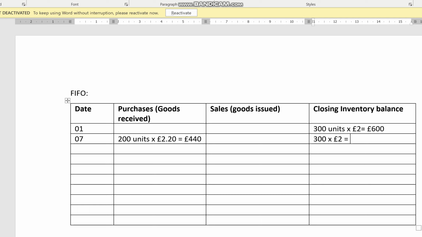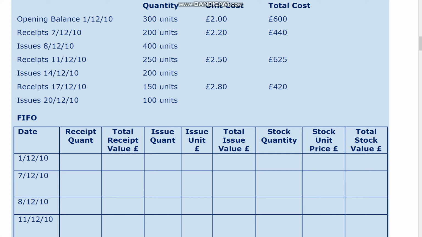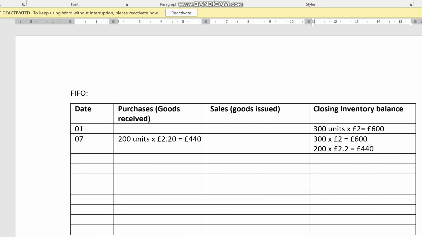So basically now the inventory will be updated in this way, that we have 300 units at 2, which is this, plus we received another 200 units at 2.2, giving us a total value of 440. So now we've got a total of 500 units with these two values. Now let's see what happens in the next transaction. On the 8th, they sold or issued 400 units. And now bearing in mind the method is first in, first out, which 400 units were sold?